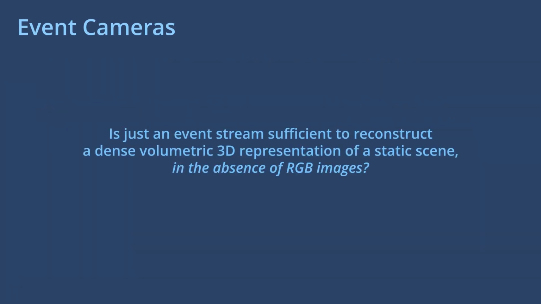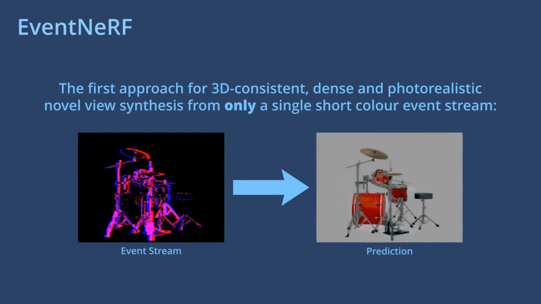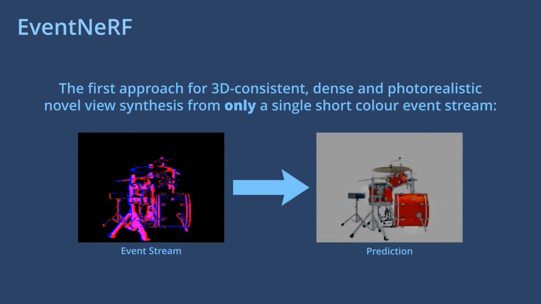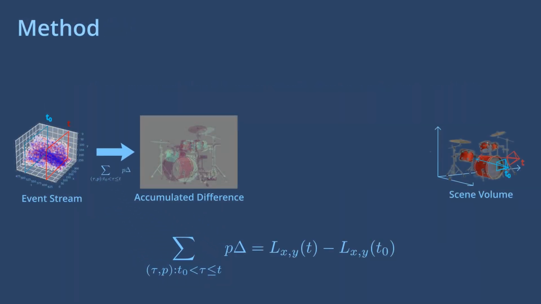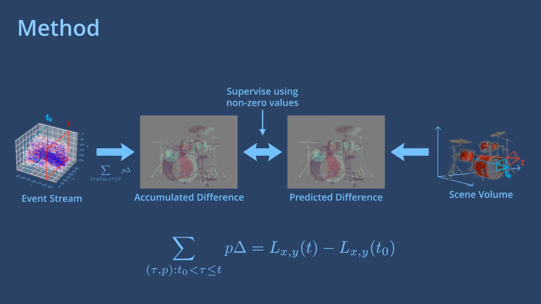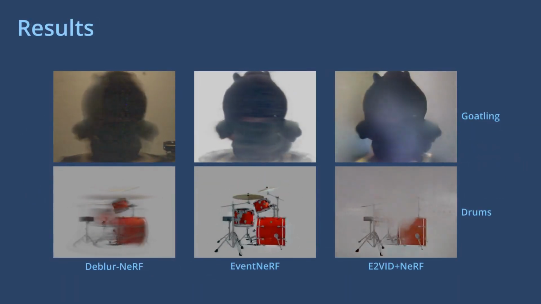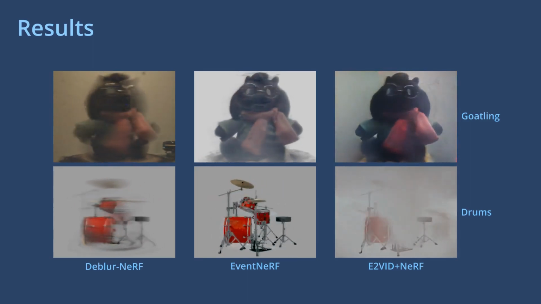Therefore, the question we address is whether just an event stream is enough to reconstruct a dense 3D model of the scene. We propose EventNeRF, the first approach for 3D consistent, dense and photorealistic novel view synthesis only using a single short event stream. The core idea of our method is to bring both events and the learned model to the middle ground representation, which is in our case the difference between two rendered views. Our model produces photorealistic results on both synthetic and real data, while consistently outperforming both event-based and RGB-based baselines. Now, let us describe it in detail.